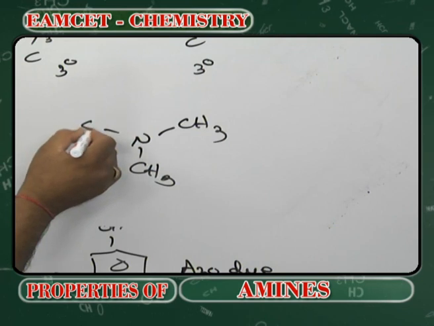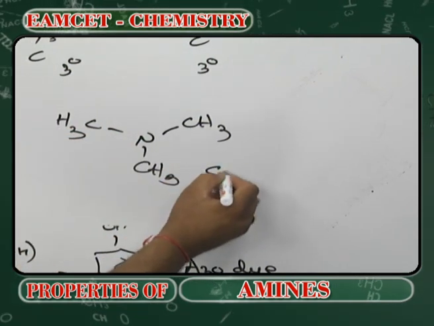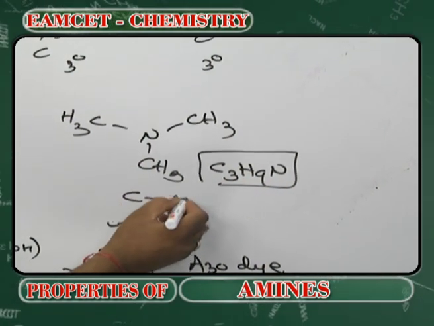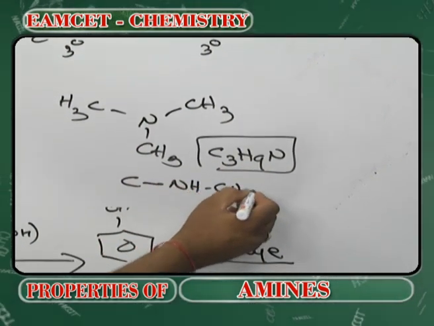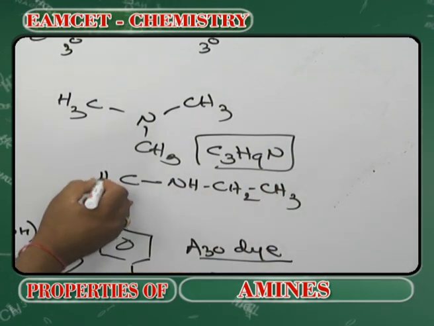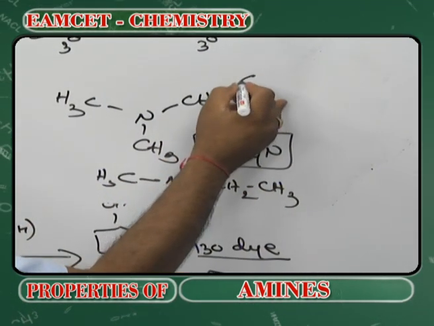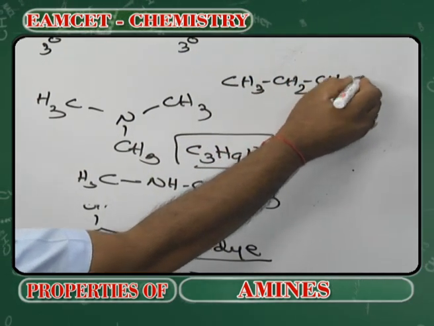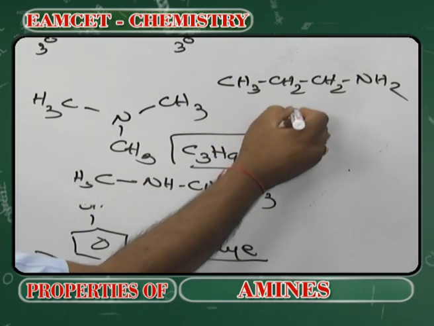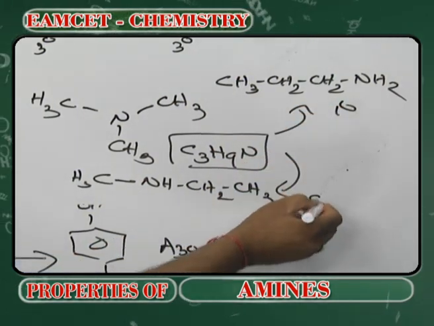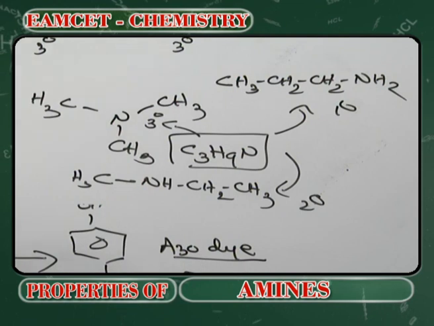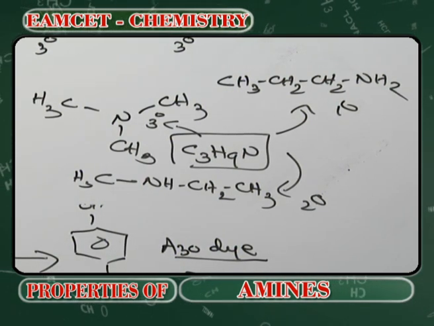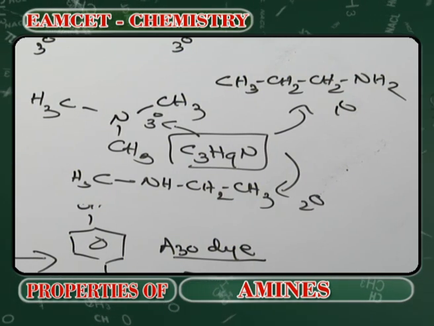the formula becomes C3H9N. With this you can also write a 2 degree amine. 2 degree means NH, CH2, CH3. With this you can also write a 1 degree amine, which means an alkyl group with 1 NH2. So this formula can be 1 degree, 2 degree, or 3 degree. But other formulas will not fit for a 3 degree compound. So the second answer will be the right one.